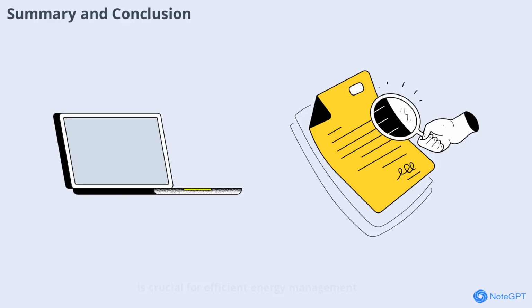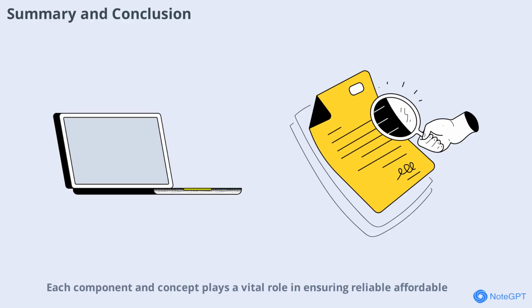Summary: understanding the basics of power systems, from generation to distribution, and the various types of loads and tariffs, is crucial for efficient energy management. Each component and concept plays a vital role in ensuring reliable, affordable, and sustainable electricity for everyone. As technology evolves, power systems and tariff structures will continue to adapt, making energy use smarter and more efficient.